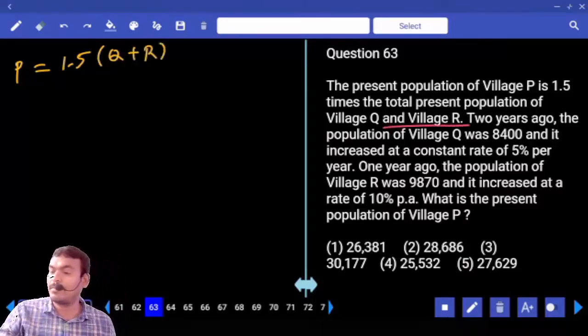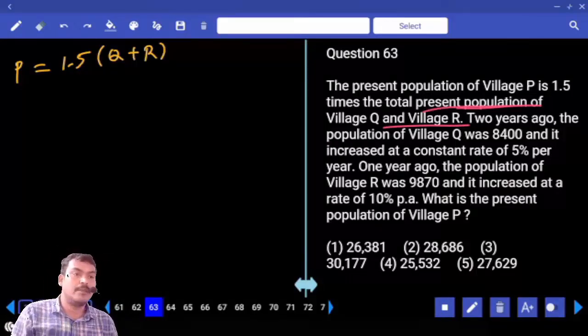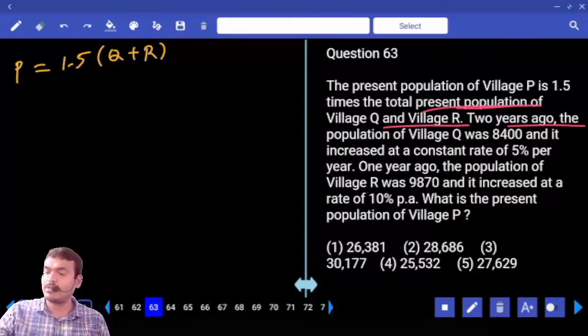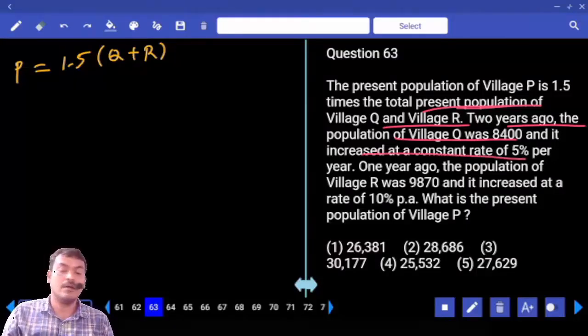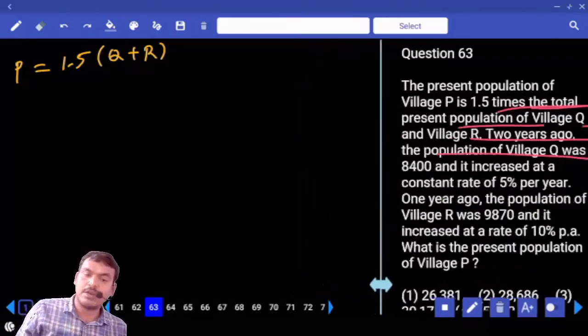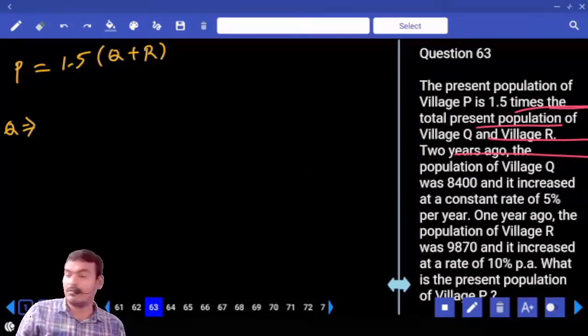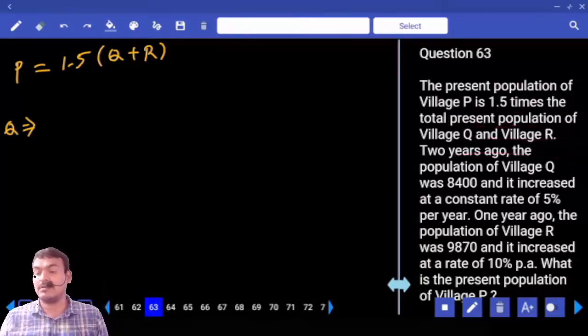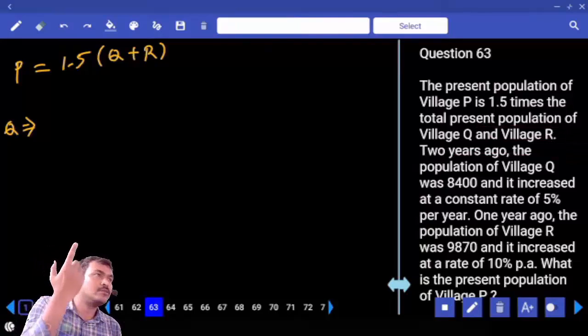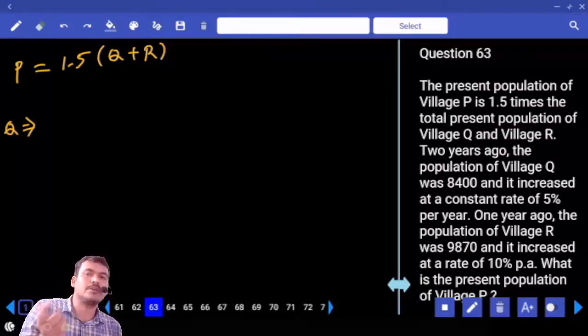Q and R are also present values, or future values? Present values. But here 2 years ago the Q value was 8,400. Every year it is increased by 5 percent. First we need to identify the Q present value. Every year 5% is increased. Already 2 years back 8,400, and in that 5% is increased every year.